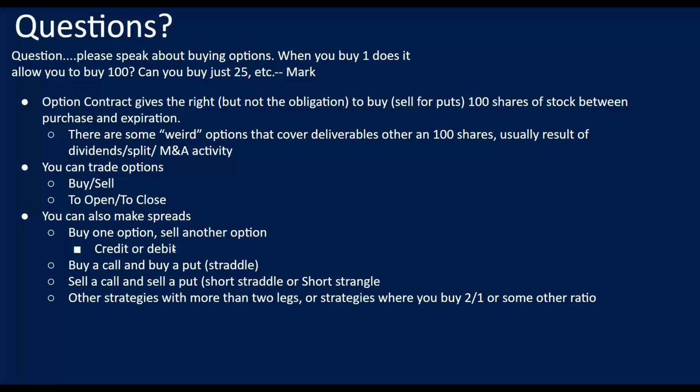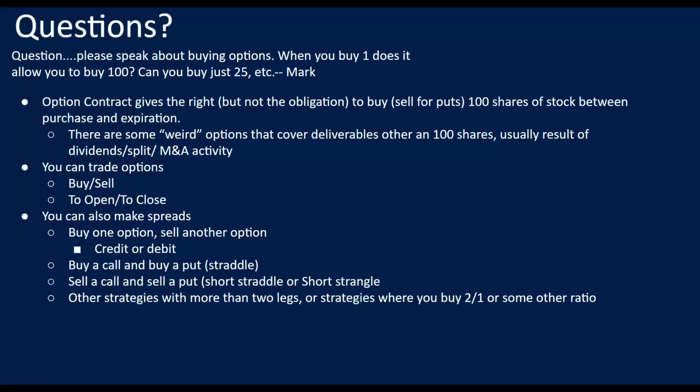There are two basic kinds of spreads. There's your credit spread, where the option you sell has a higher price than the option you buy, so you actually get a credit when you open the trade. And there's your debit spread, where the option you buy has a higher price than the option you sell, so you're paying in to open that trade. You can buy a call and buy a put, which is a straddle. You can sell a call and sell a put, which is either a short straddle or a short strangle if the strike prices are different.